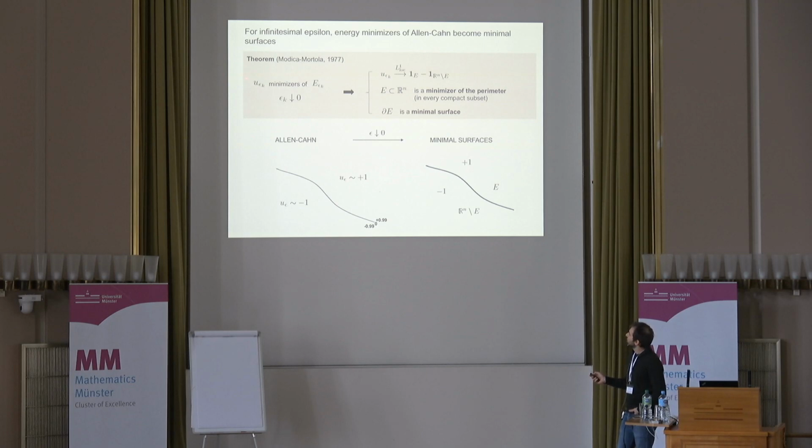So the connection between these and minimal surfaces is given by this classical theorem of Modica and Mortola from the 70s that says that if you have a sequence of minimizers of the Allen-Cahn with parameter going to 0, then this converges to the characteristic function of a set. The function u goes to a function that is either +1 or -1, right? And the jump set, where it jumps from +1 to -1, is really a minimizer of the perimeter, so the boundary of the set, that is the jump set, is a minimal surface. So you are really converging, and they even have a gamma convergence that is a bit more sophisticated.